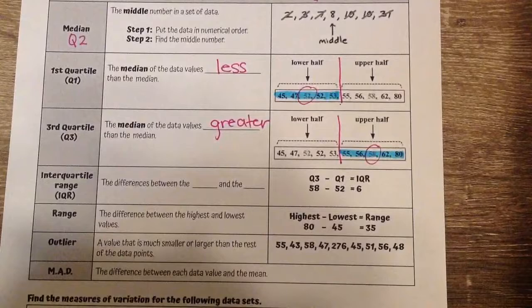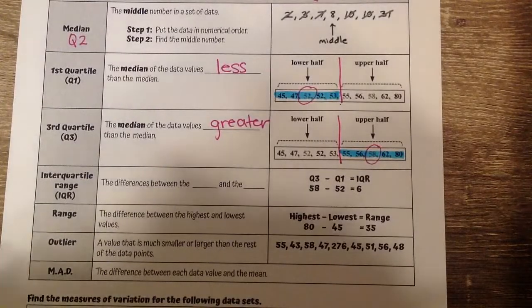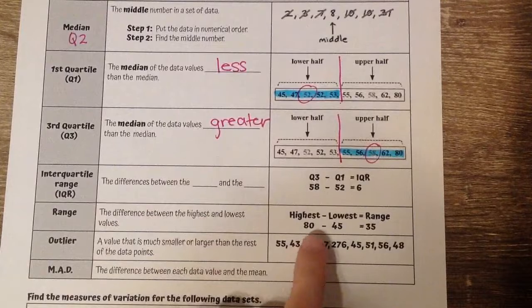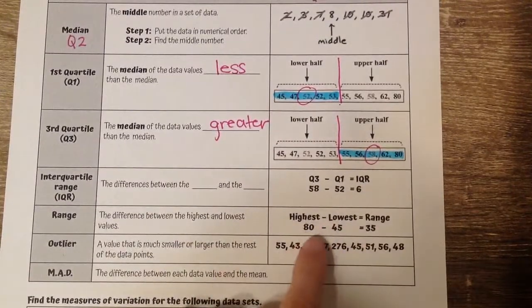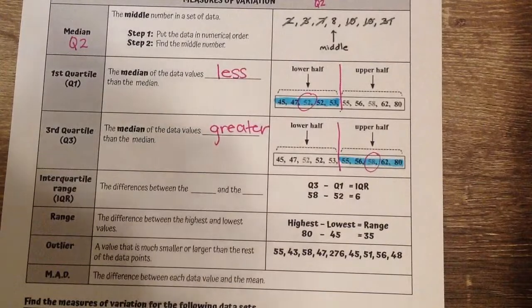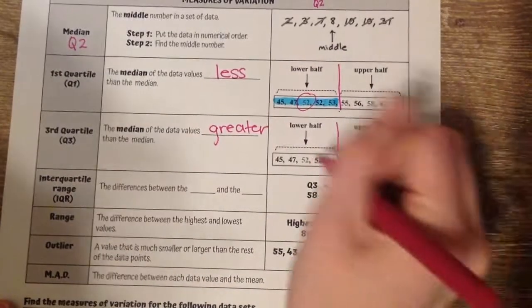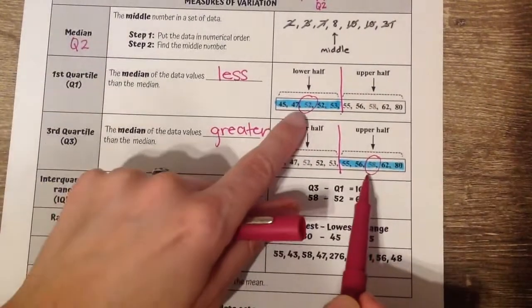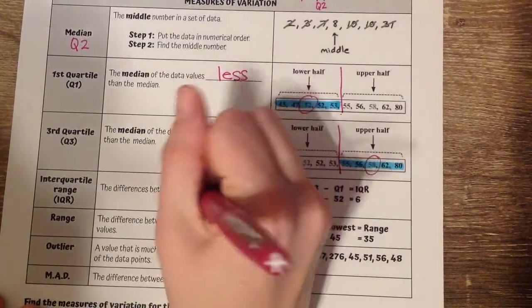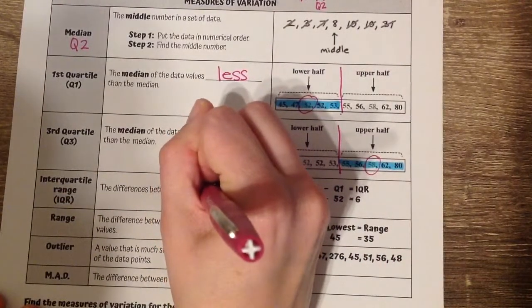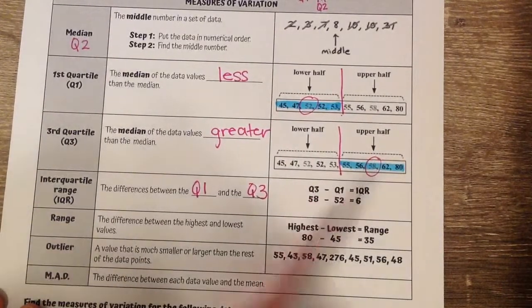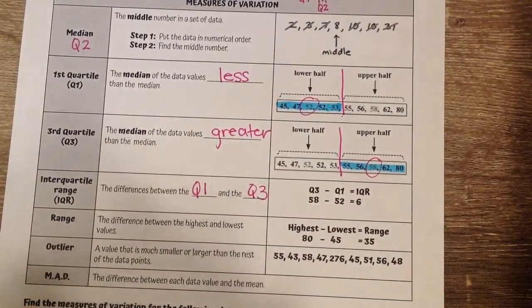All right, the interquartile range, okay? So if we think of range, we probably know that the range is the difference between the highest and lowest value. So you're just taking our high value of 80 minus our low value of 45. The interquartile range is looking at the range between your quartiles. So we're looking at the range between our Q1 and our Q3. So we're just taking our Q3 minus our Q1 to find that interquartile range, okay?